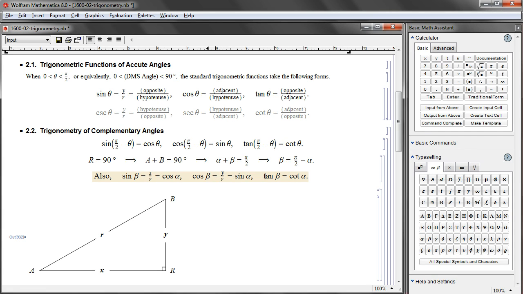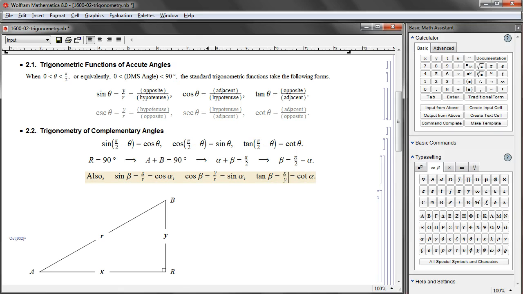Finally, let's move on to tangent of beta. That's opposite over adjacent for B. So opposite is x, adjacent is y. Now if you look at it in terms of angle A, y is opposite, x is adjacent. They're reversed. So we have adjacent over opposite. So that's cotangent.